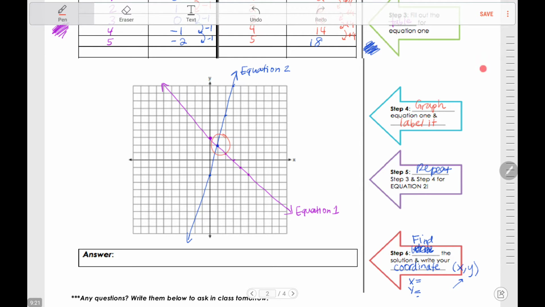Right here is our solution. And our solution here is the coordinate 1, 2. So I'm going to label it. My solution is 1, 2. That's the coordinate. The solution to the system is 1, 2. And underneath that, I'm just going to make sure it's clear that x was equal to 1 and y was equal to 2. And that's how we got this coordinate here.